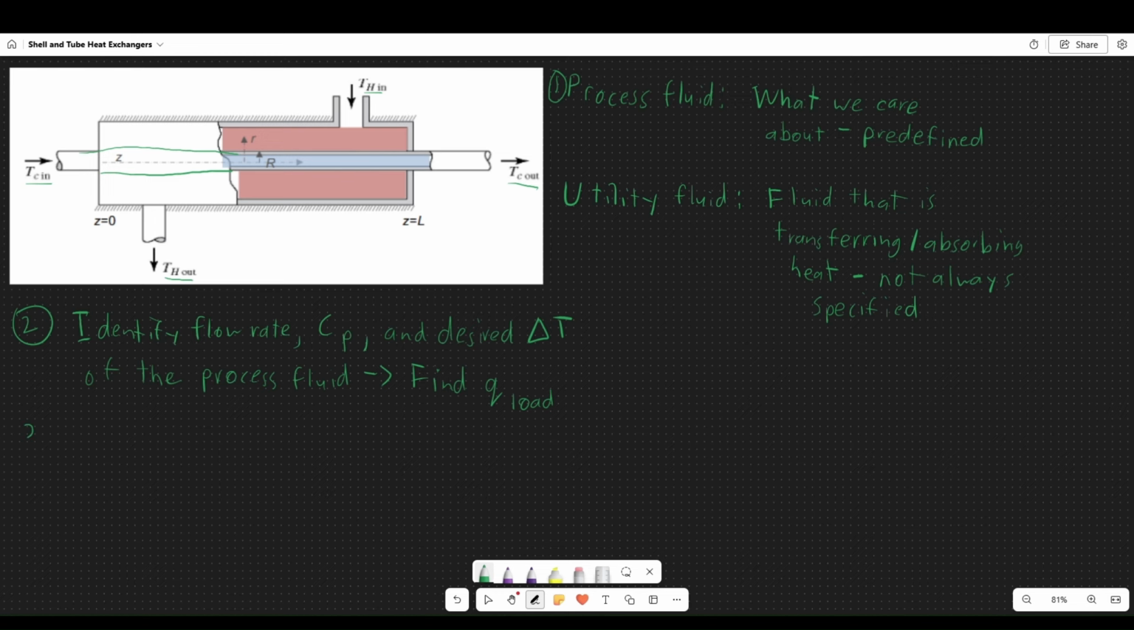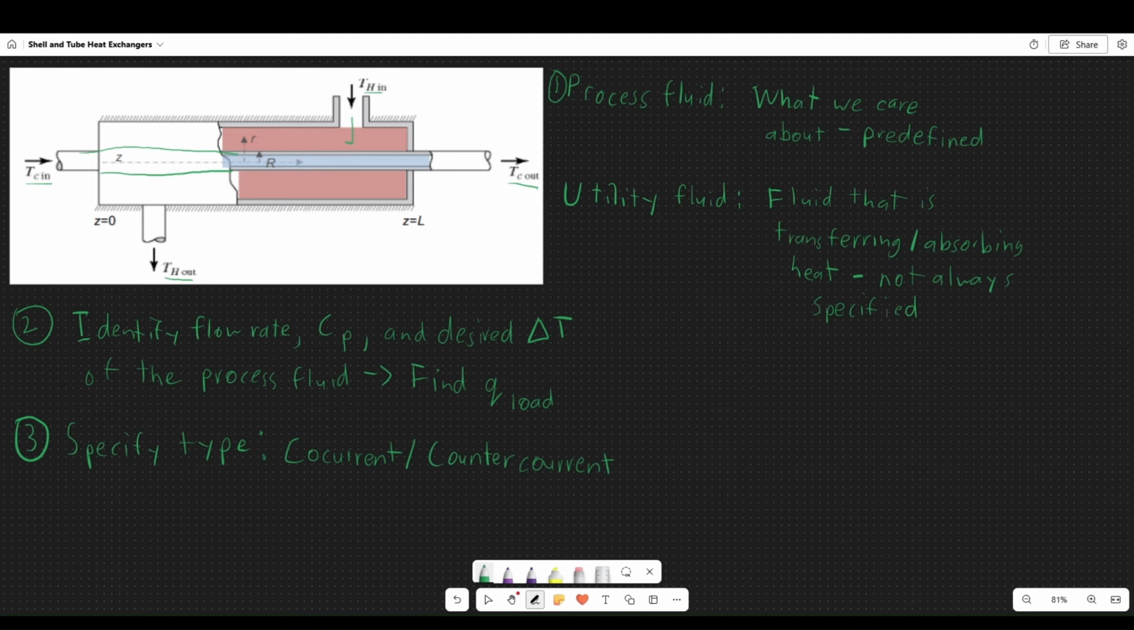All right. And then the third step is to specify the type. And when I say type, it's not exactly like the type of heat exchanger, but rather there's two kinds of types of flow that we could be doing. So we could do co-current or countercurrent flow. And there's a difference between the two. So you can imagine that in this case, I have the utility fluid coming in on the other end, where the process fluid is flowing out, and it comes out closer to the entrance, right?